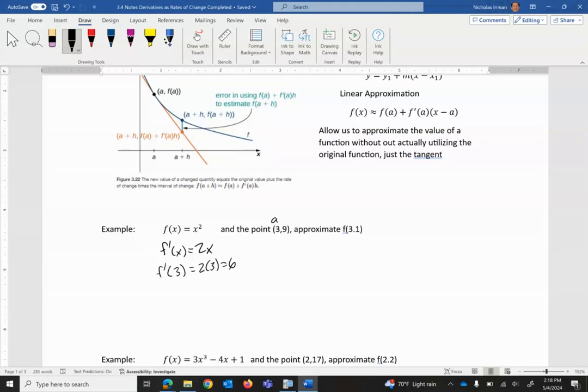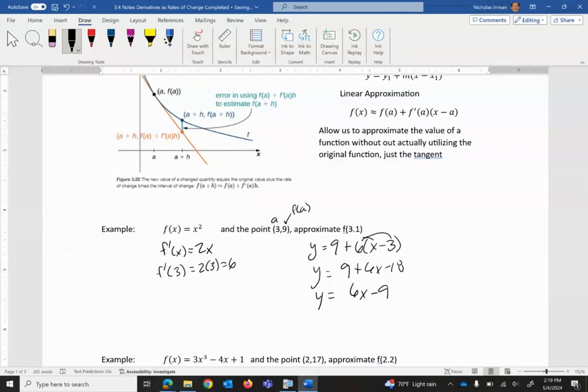We can use that to make a tangent line. So that's our a, and 9 is f of a. If we plug 3 in, 3 squared is 9. So our tangent line in general would be y equals our y1, 9, plus our slope, 6, times x minus 3. Distribute that, and we have a tangent line y equals 6x minus 9.